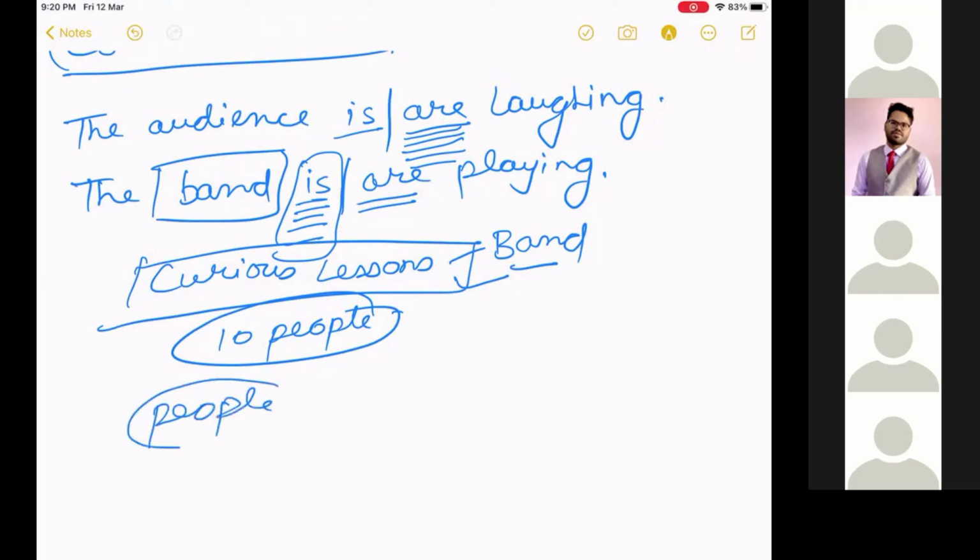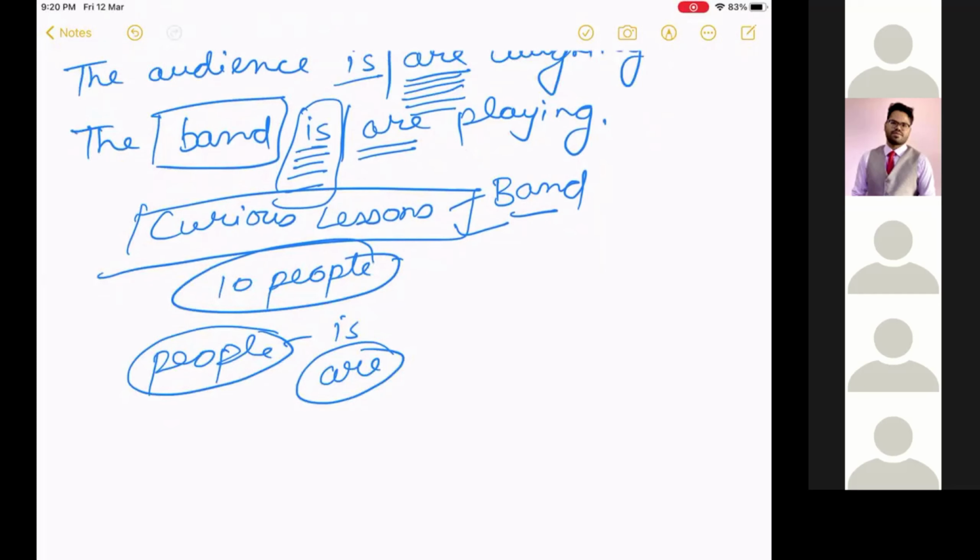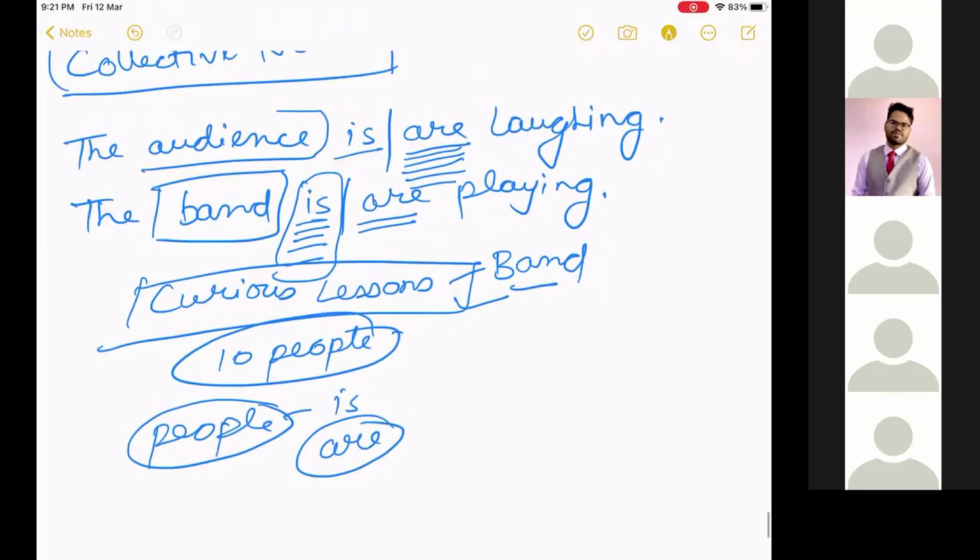If we talk about people, we never say "people is", we say "people are". Though a group of 10 persons standing there is a group of people, even for employees, we say "the employees are coming". If we talk about audience, they have their own identity, and band represents collective people. Four or five people are there and the band is representing that. The audience has its own secluded identity.